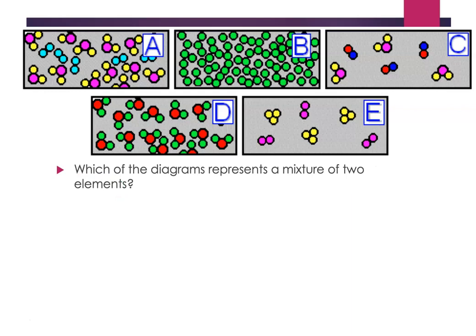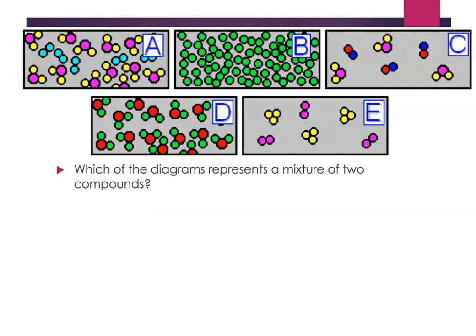Let's do another. Which of the diagrams represents a mixture of two elements? Again, pause this, think about it for a second. What's your answer? I want 2 elements. So the best answer is E. That's the only one, right? Everything else is, well, B is an element, but it's only one element. And D is a pure substance, it's a compound. So A and C and E are all mixtures, but only E contains 2 elements.